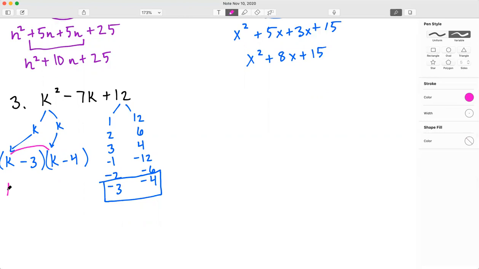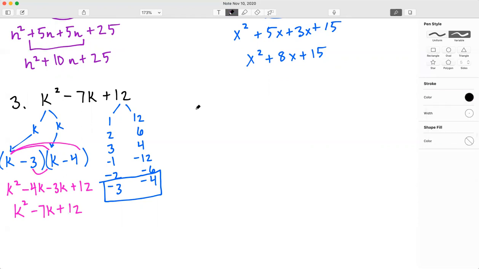But now we have to check to make sure that our answer is correct by distributing it. So k times k is k squared. k times -4 is -4k. And then -3 times k is -3k. And then -3 times -4 is, yes, +12. And k squared then, -4 minus 3 is -7k. And yes, we do have what we started with, and thus our answer is correct.